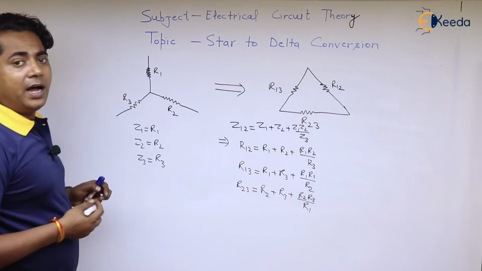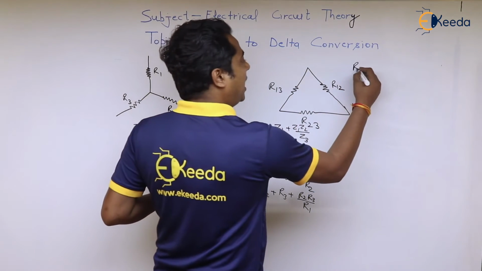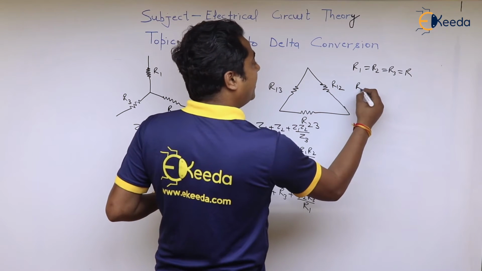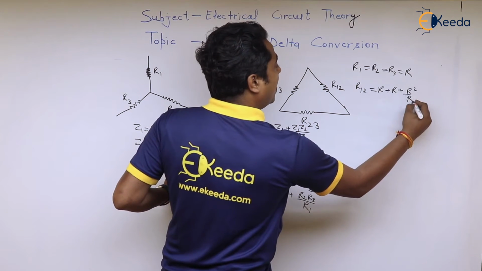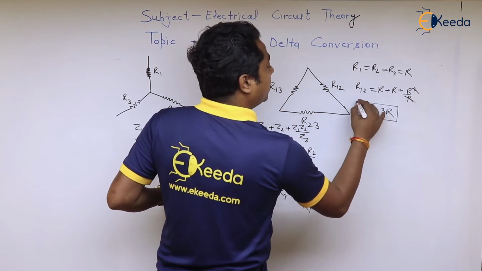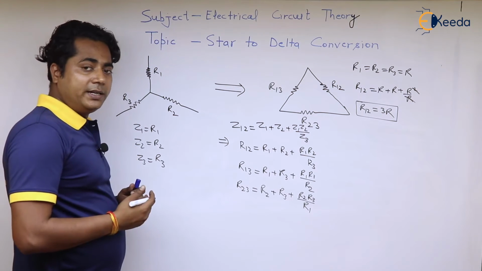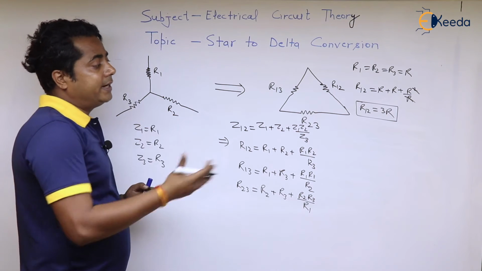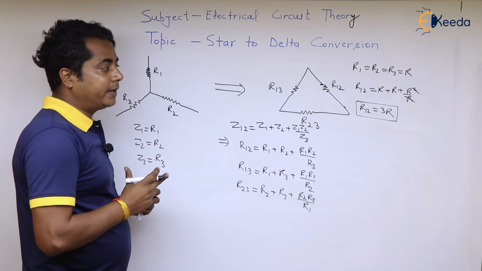And if the value of R1 is equal to R2 is equal to R3 is equal to R, then the value of R12 will be equal to R plus R square upon R, cancel out, and the value of R12 is equal to 3 into R. In the same way as impedance, the value of resistance is also increasing 3 times when all the resistances are connected in star and we are converting into delta. R12 is equal to R13 is equal to R23 will be equal to 3R.